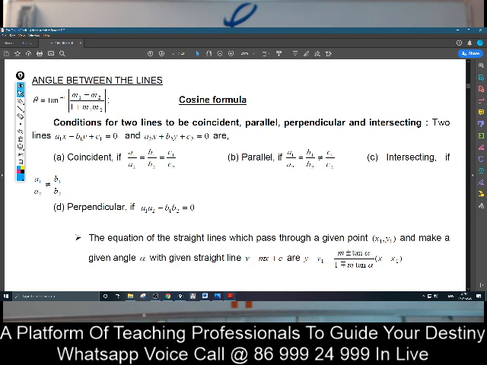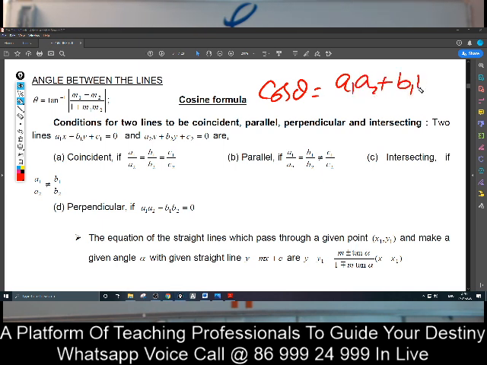Why have I not taken this? I want to write this and I want to remind you of the cosine formula, which is very important because it will be extended even to 3D and vectors also. So cos theta is equal to (a1 a2 plus b1 b2) divided by root over (a1 square plus b1 square) into (a2 square plus b2 square).